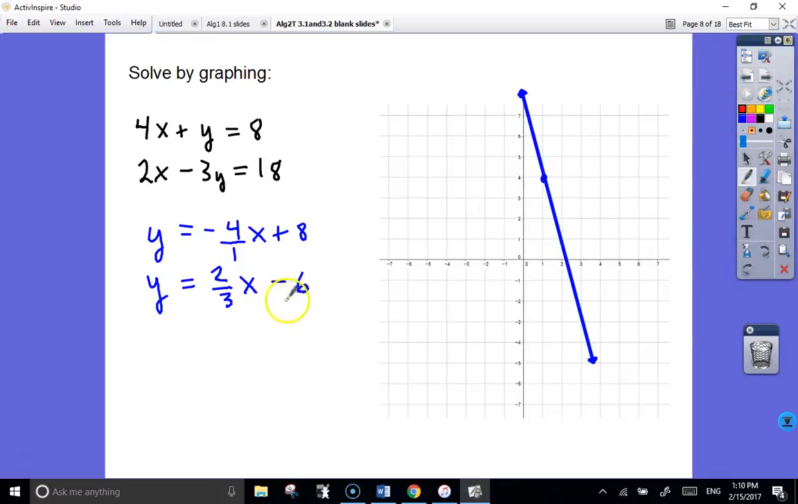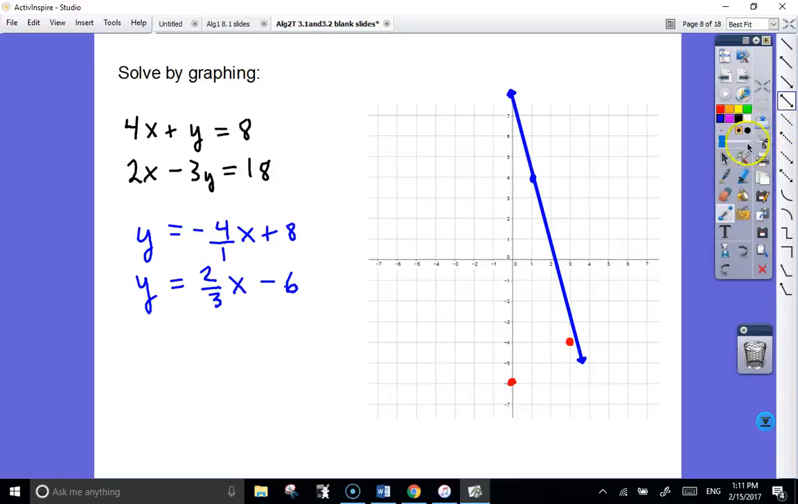This one has a y-intercept of -6, so I'll go down 6. And the slope of 2/3, so up 2, right 3. It doesn't seem right, but probably is. Draw a line. That looks pretty good.